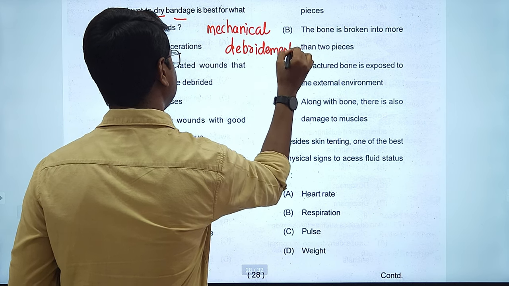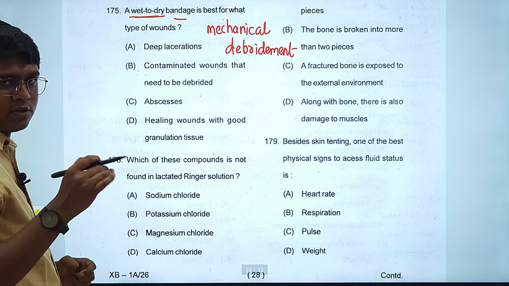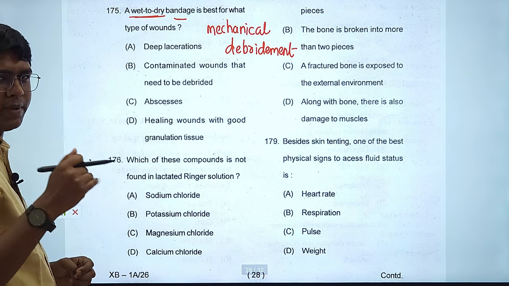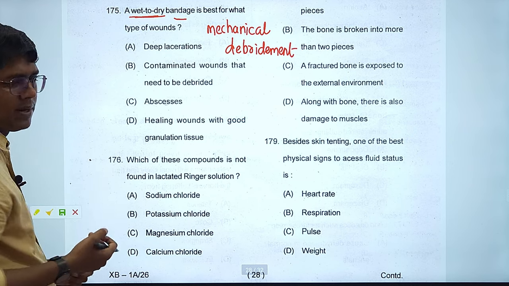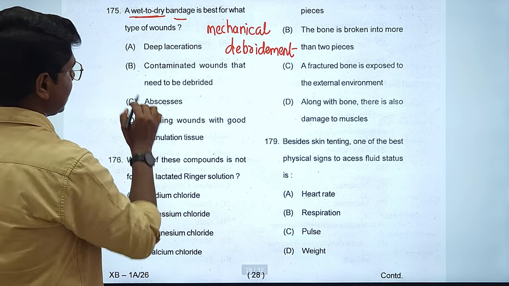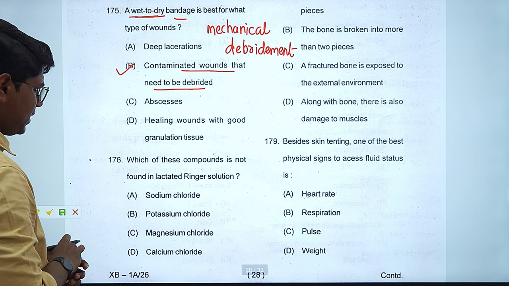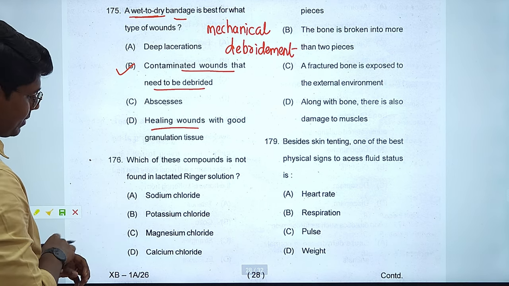So when there is something you need to debride, you can use a wet to dry bandage or dry to dry bandage. Dry to dry bandage is slightly more painful while removing, while the wet to dry bandage is much easier, better than the dry to dry bandage. So the answer is contaminated wound that needs to be debrided. In a healing wound, you don't need a wet to dry bandage.